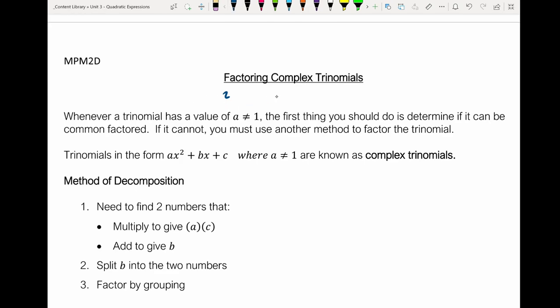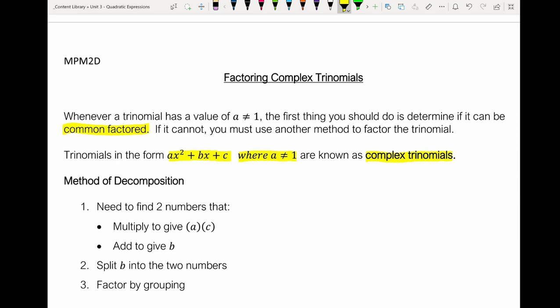The first thing we should do is check to see if it can be common factored. If it can, and that a value is factored out so that it becomes 1, it's a lot easier to work with simple trinomials, just because our numbers are going to end up being smaller in the end. So in general, a trinomial in the form ax squared plus bx plus c, where a does not equal 1, is known as a complex trinomial.